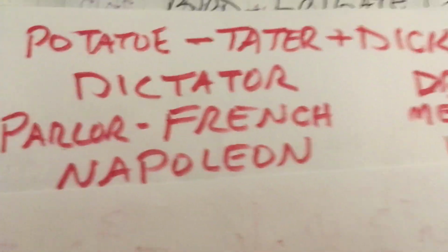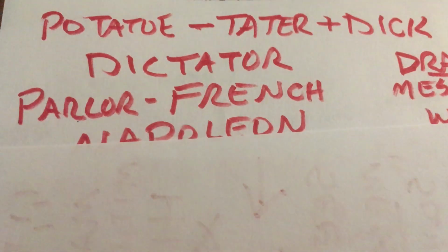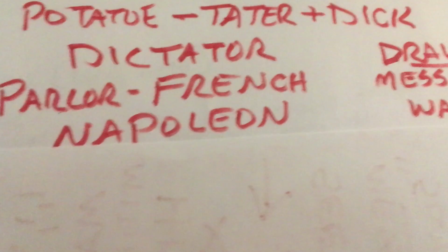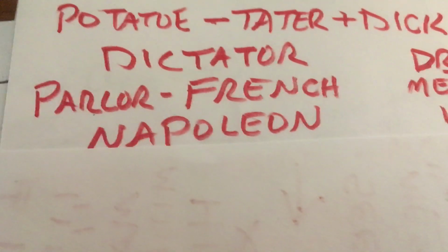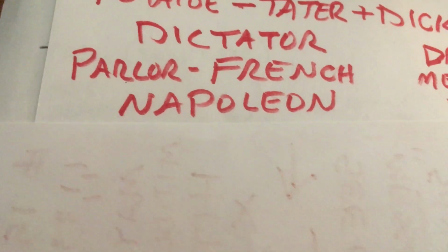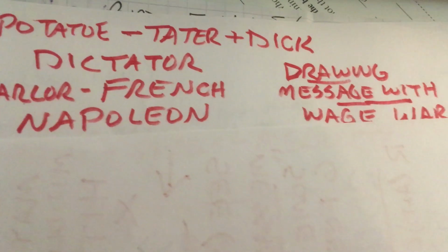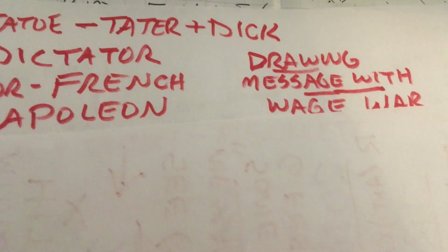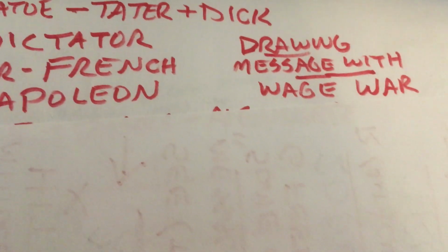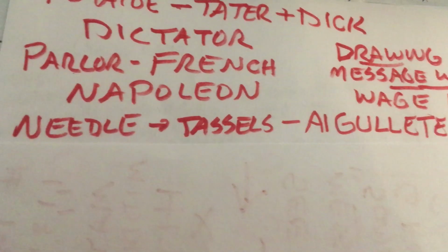Potato, called taters in some English language. The British, though, use the word dick. And if you put them together on one chair, dictator. Right? You also have the word parlor, which is French. French dictator, Napoleon. We mentioned the word war and wage. There they are written out. Wage war. Boy, you have a lot of clues there about Napoleon.